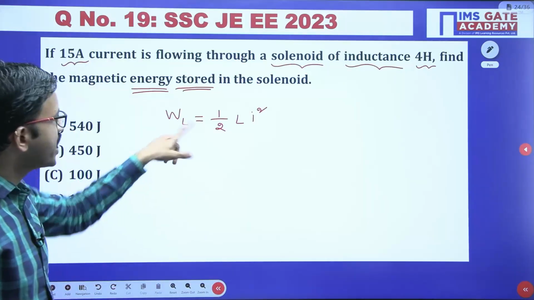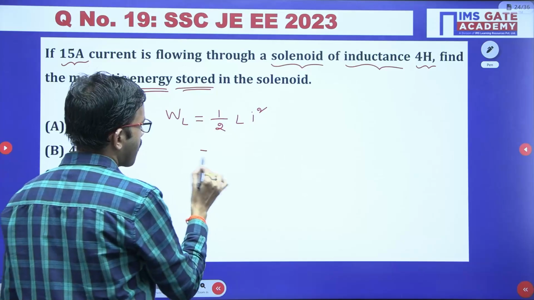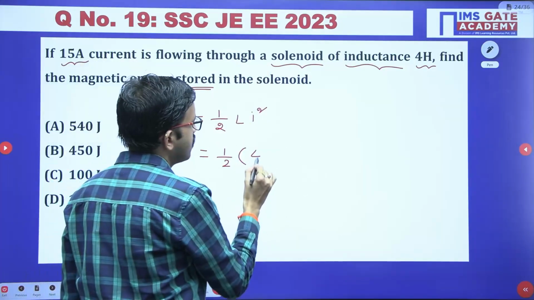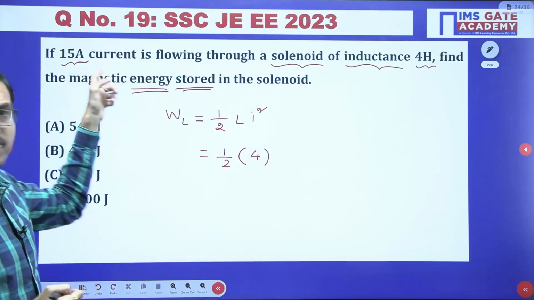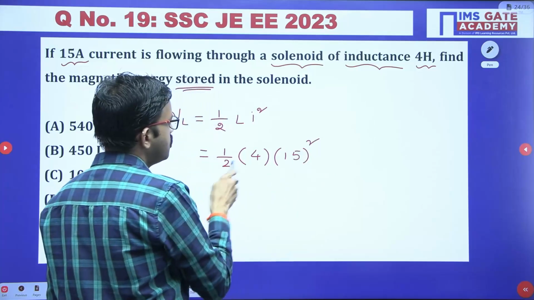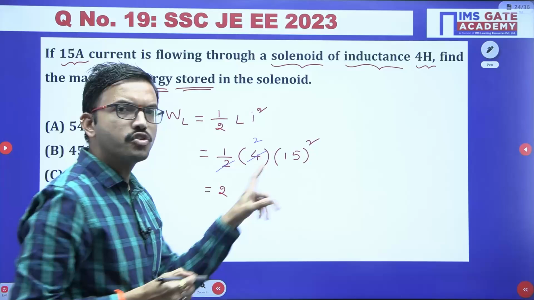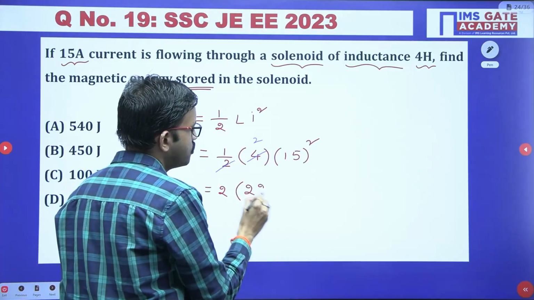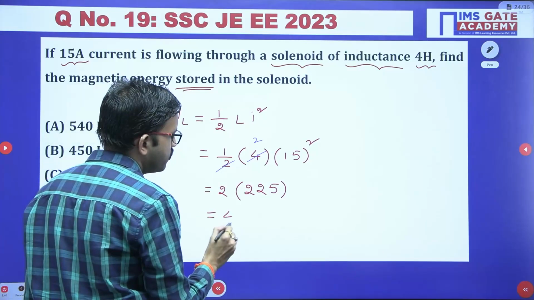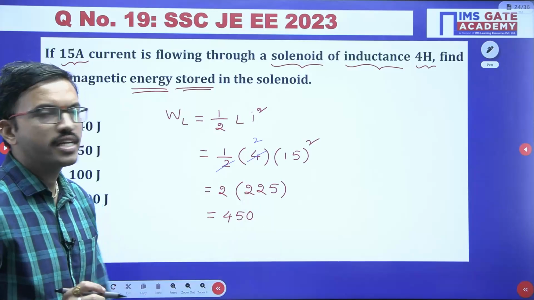In this question we have to calculate the energy. Half as it is, then the inductor value is given as 4 Henry and the current flowing is 15 ampere, so 15 whole square. Here 2 times, then 15 square is nothing but 225. So 2 into 225 is nothing but 450. 225 twos are 50, 2 into 200 is 400. Together you are getting 450.